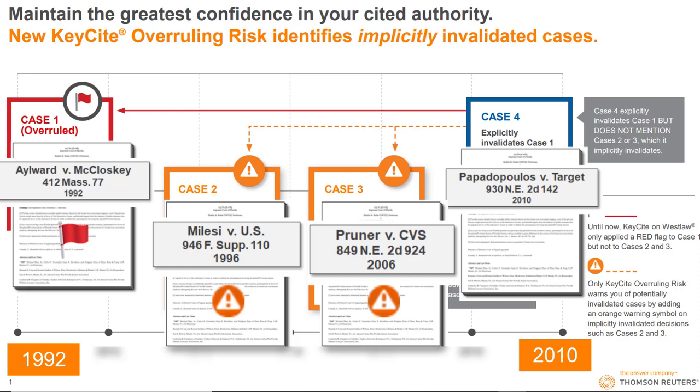Without the overruling risk warning, it would be very difficult and time-consuming to identify whether or not a point of law in a case you're citing to has been implicitly overruled.